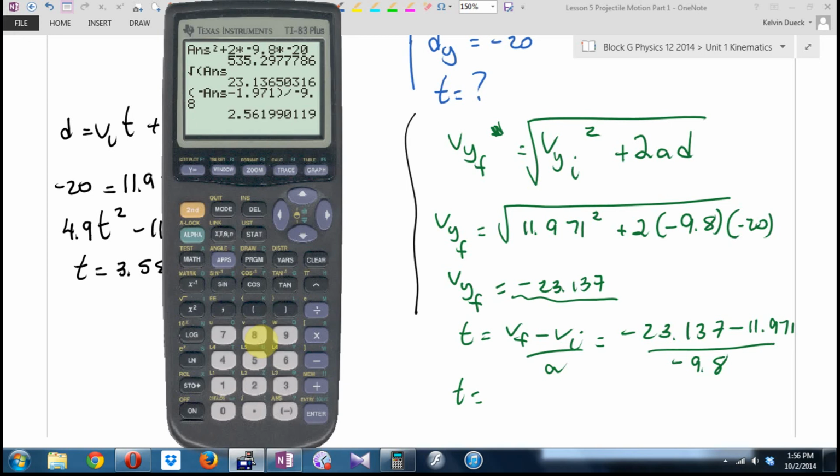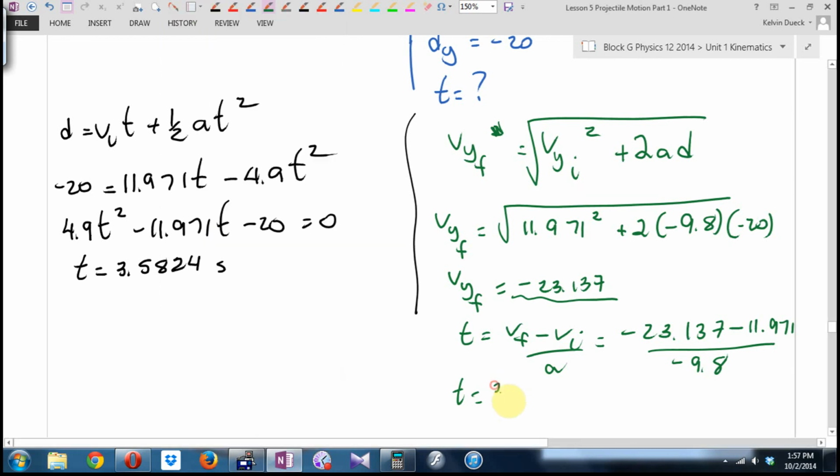Ah, I missed the 1. I got to retype all this. Negative 23.137 minus 11.971, close bracket, divided by negative 9.8. There's the 3.58. I knew I was going to get that eventually.